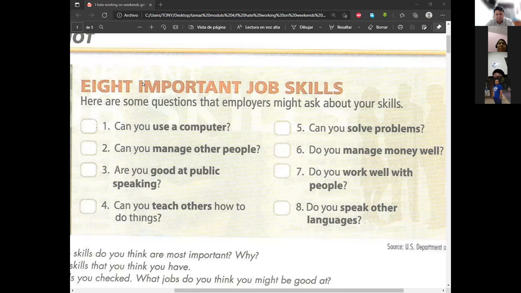The preference is teacher. ¿Cómo se dice francés? French. Toute la France, la chose magnifique. ¿Vous parlez mon français? Yes, oui. Oui, oui, très bien. Très bien, le magnifique.